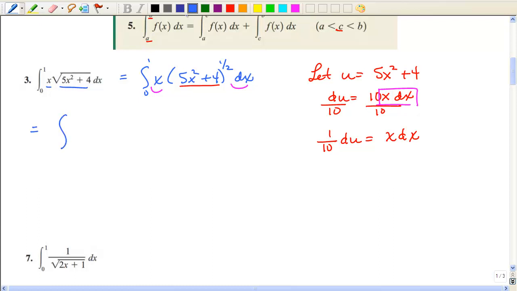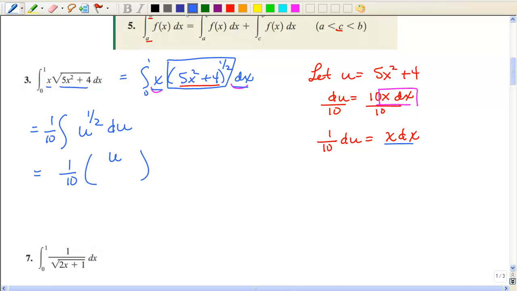I'm not going to worry about the limits of integration. I realize there is a process that you can change those limits, but I'm going to choose not to do that right now. So I have u to the half power, x dx, which equals 1/10 du. I'm going to go ahead and integrate that. Let's see what we come up with. We keep the constant. We add 1 to the exponent, so that would be 3/2, and then we divide by that exponent or multiply by the reciprocal.